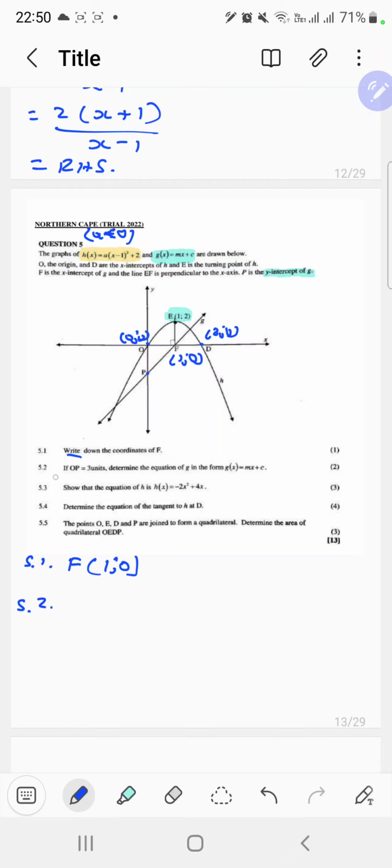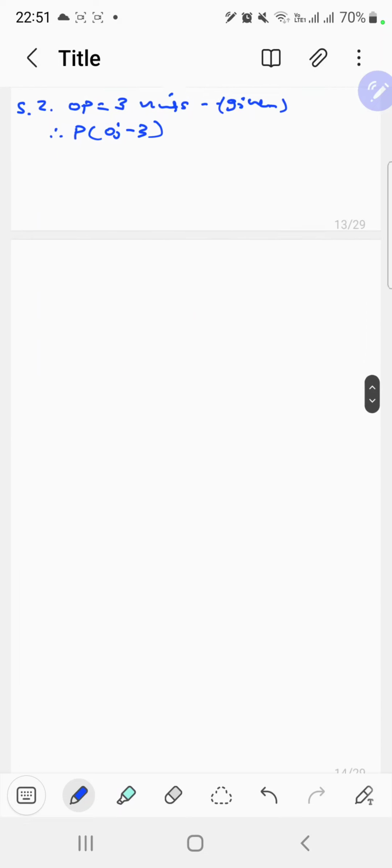So 5.2 says, if OP is 3 units, determine the equation of g of x in the form g of x equals mx plus c. That's not a problem. What can we do here? We can say OP is 3 units. That is given. Remember, when they say determine, you need to show us the logic behind what you're saying. Therefore, we know that P is going to be 0, minus 3. That is critical. We are on the negative axis, so that is logical. It's just a logical explanation.